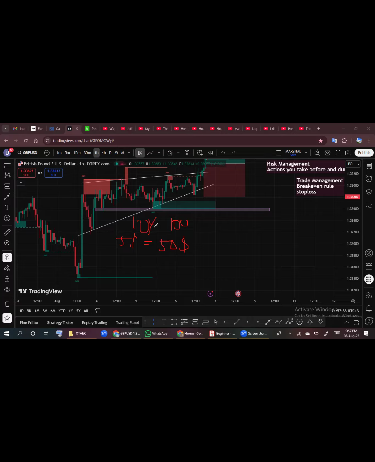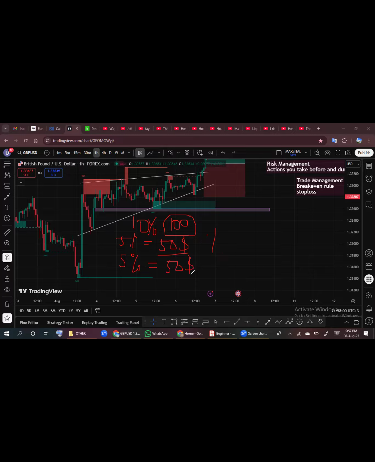And guess what? The risk is still fixed at 100. It won't change. That's the beautiful thing about this. So it's just that the stop loss, rather your lot size will be divided into two. One for this trade, one for another trade.